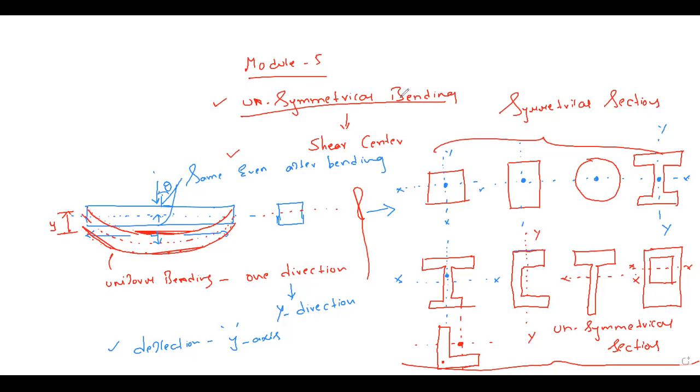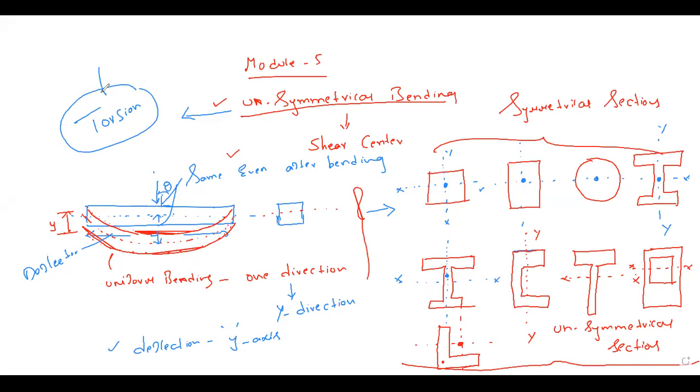What happens when the beam is having unsymmetrical bending? You need to know. When the beam is not having unsymmetrical bending, beams just bend. Okay? So it will have only a deflection. But when the beam is subjected to unsymmetrical bending, along with the deflection, beams will have even torsion also.